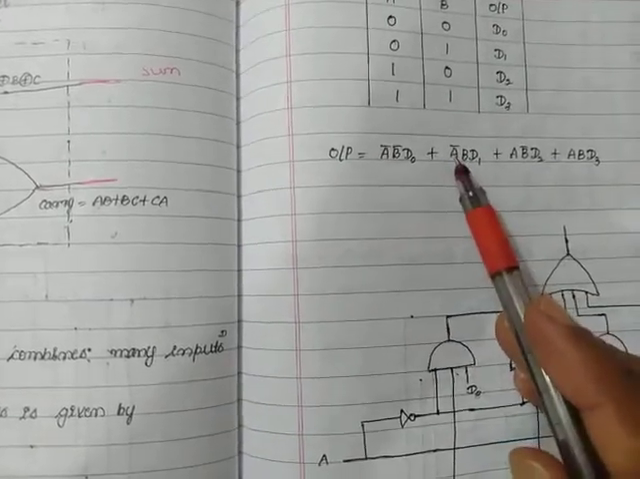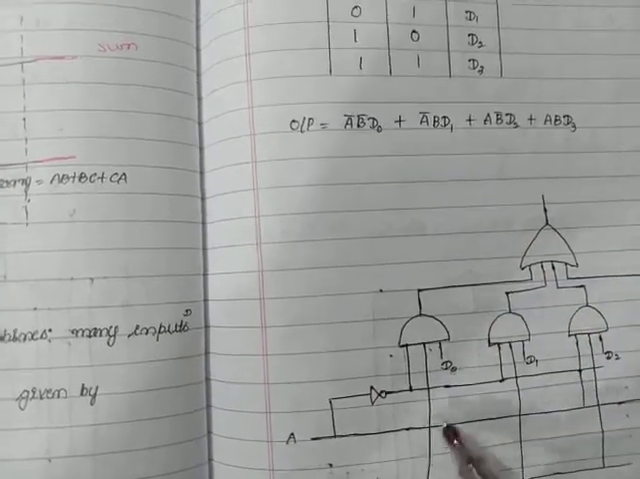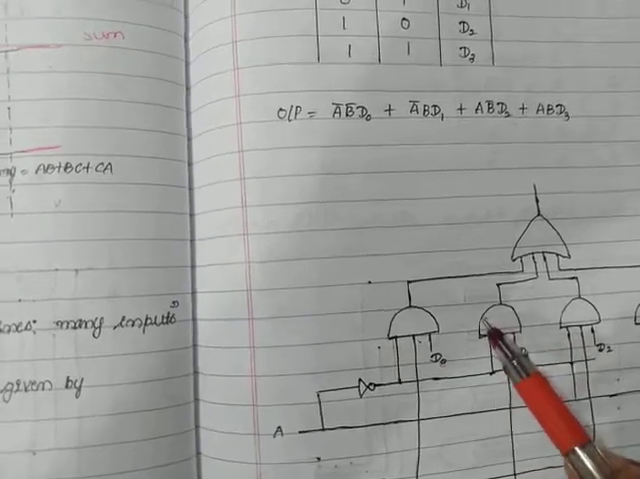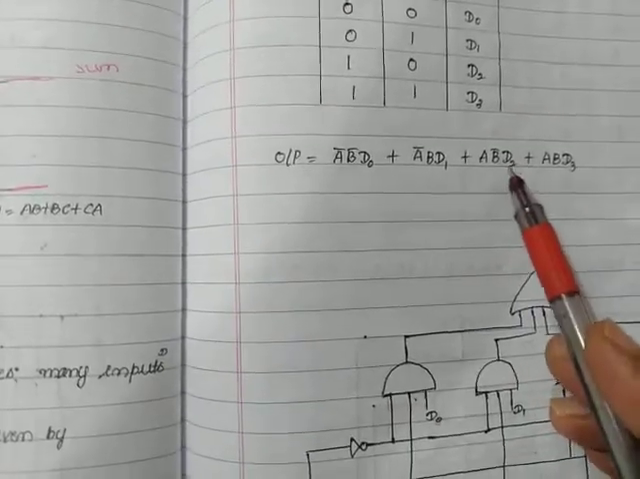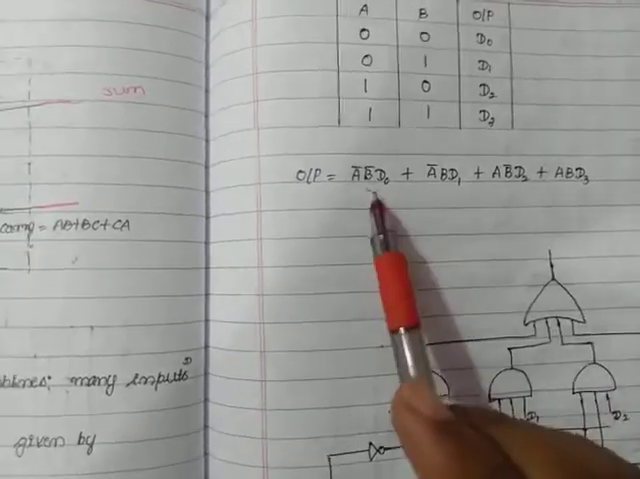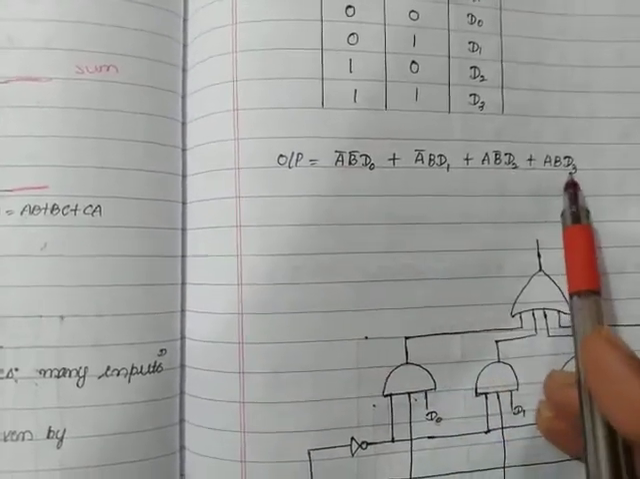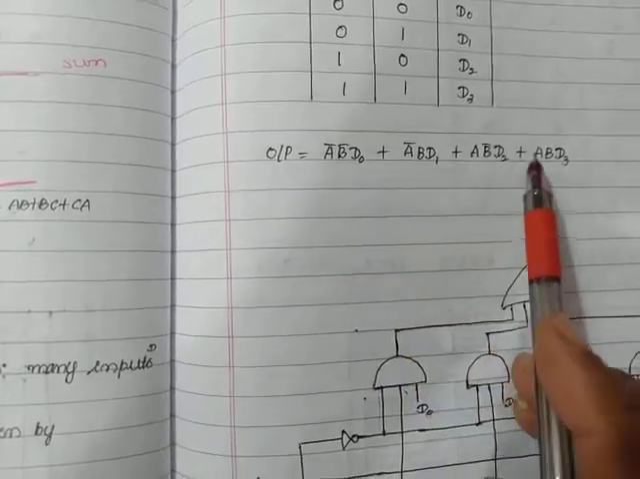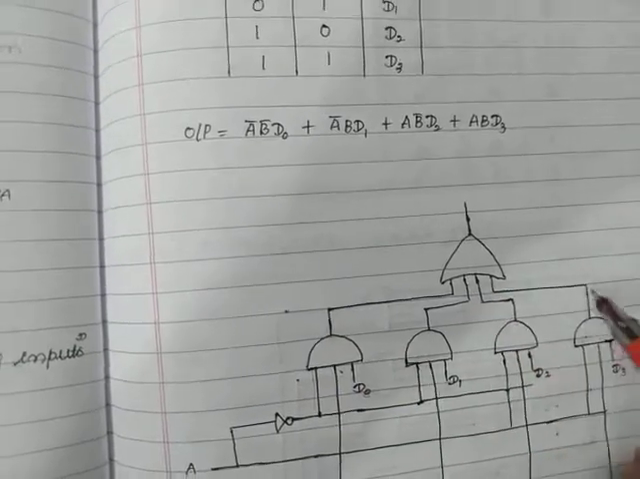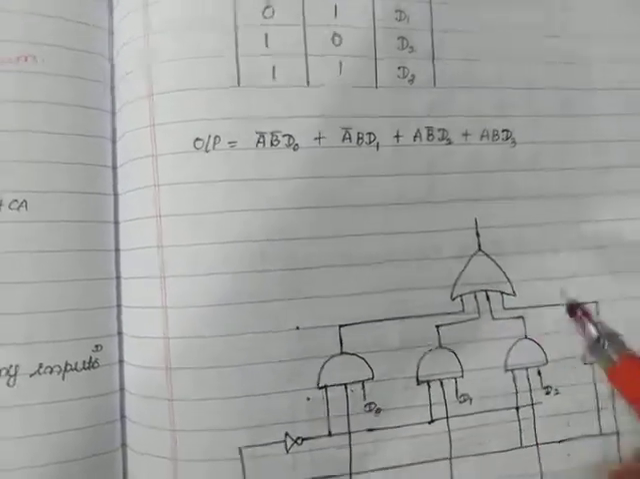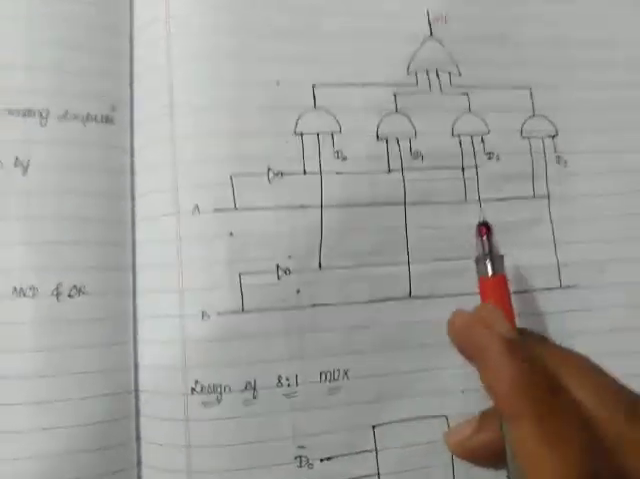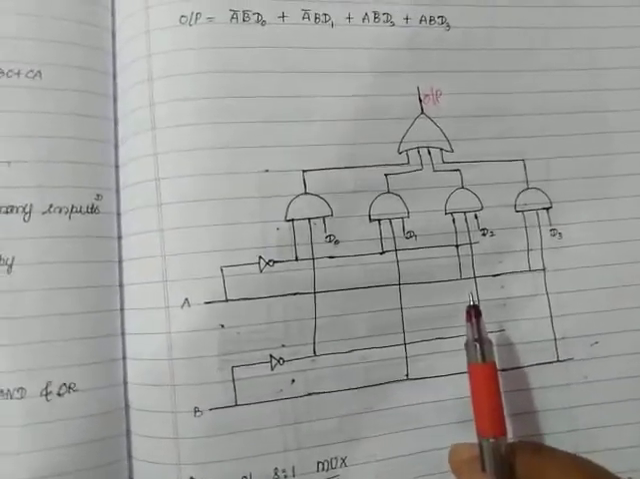Similarly, next one is A bar, B, D1. This is your A bar, this is your B and D1, again an AND gate. Like this, A, B bar, D2 and A, B, D3. Hence I will get 4 AND gates, because here I am having 4 AND terms in the equation. Then combiningly, this is nothing but your OR gate. That's why I should use an OR gate at the output. This is your output. Okay, this is the logical diagram for the 4:1 mux.